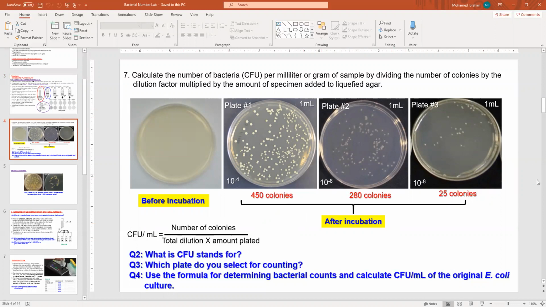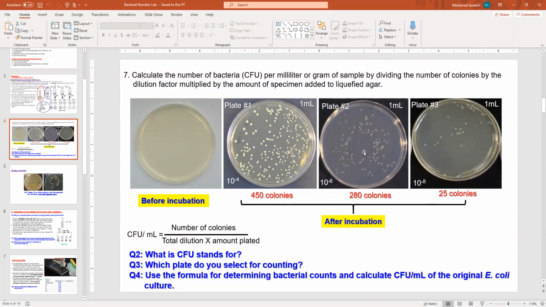What plate do you need to select? You always need to select a plate which has from 50 colonies all the way to 300. This is the best plate to count. Don't use a plate that has less than 30 colonies or a plate that has more than 300. The error rate will be too much. So always select a plate from this range.